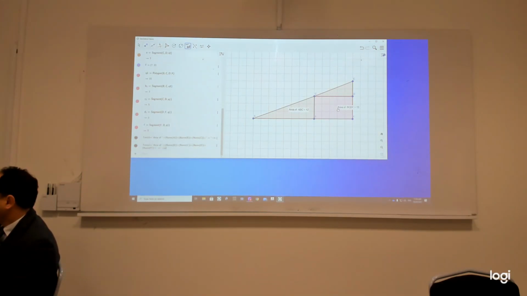Now let me choose this area, it is 15, agree? 5 times 3, so that area is 15, and then I do the same thing here, the area is 5, am I right?